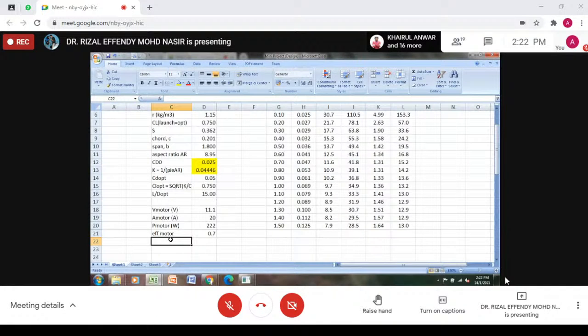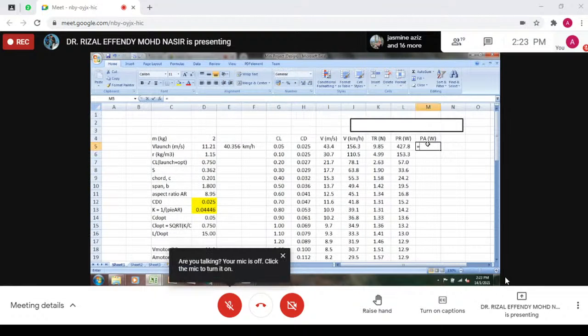Jadi basically the power available, okay, efficiency of the motor pula. Efficiency of the propeller. Okay. So ini current dia, ini power of the motor, efficiency of the propeller ialah 70%. So it's basically power available dalam watt ialah 222 kali 0.7, which is 155.4 watt. That's what available to you.